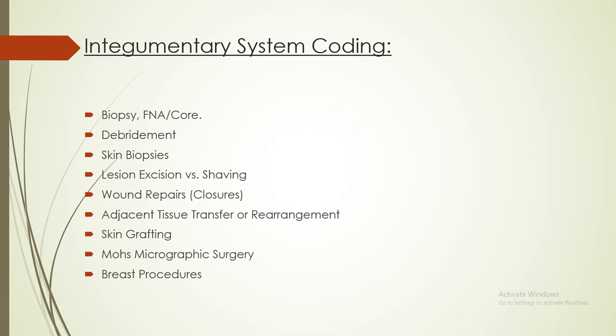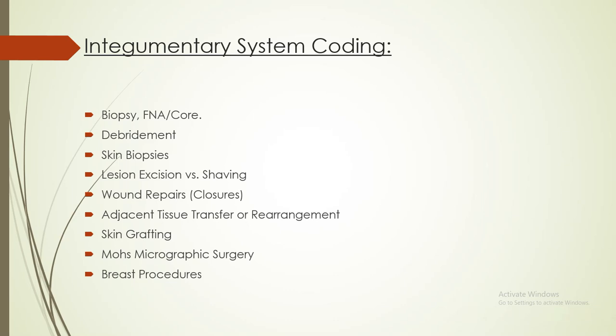Okay. Next, you will learn wound repairs. Usually we call them closures. So how to identify simple repair, intermediate repair, as well as complex repair. Then you will learn how to code if the patient has two repairs, like complex and intermediate repair. Which one do we need to take first, either complex or intermediate repair? In what situation you will use two repair codes and in what situation you need to use only one code.